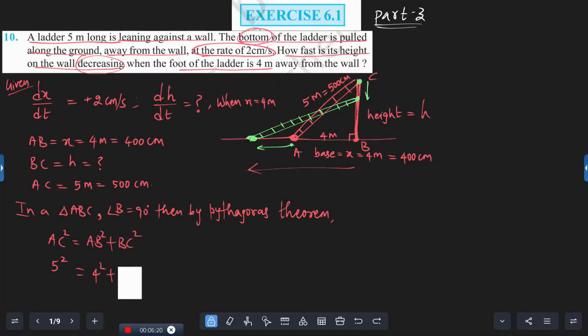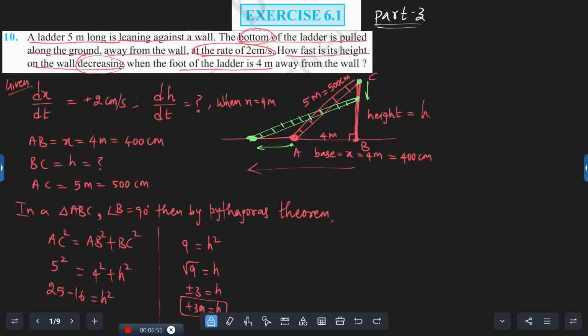BC means what? We know that it is H. Okay, H we have to find. So, 5 square is 25, 4 square when you bring it to the opposite side is 16, which is equal to H square. When you simplify, what am I getting? 9 equal to H square, then square root of 9 is equal to H. You will be getting plus or minus 3 is equal to H. When it is height, you should take only plus 3, which is equal to H. Height means you will be having plus H.